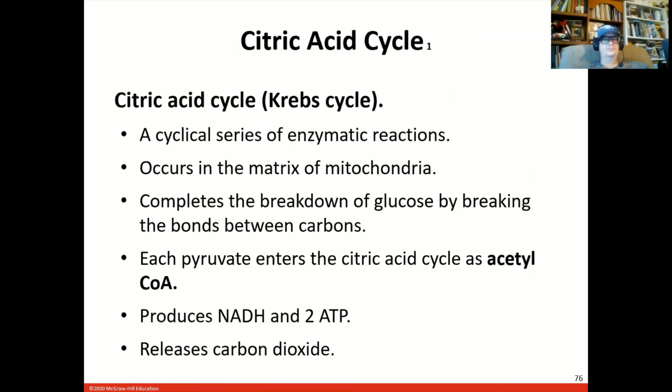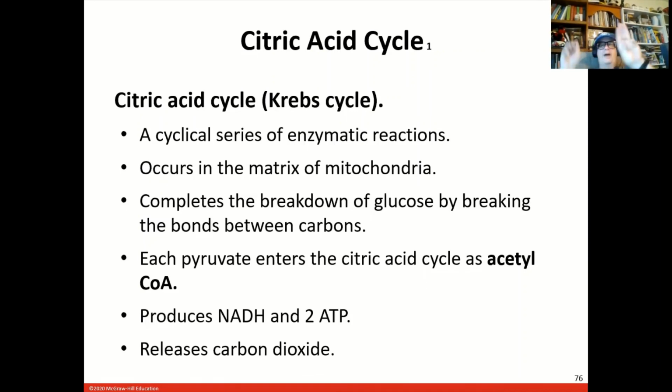Moving on. All right, so the citric acid cycle, the Krebs cycle, happens inside the matrix of the mitochondria, and it completes the breakdown of glucose by breaking bonds between carbons. Remember, every time we break a bond between carbons, we want to harvest those high energy electrons that are released. We want to reuse those. We're going to use them in the electron transport chain. So we harvest electrons to use later.